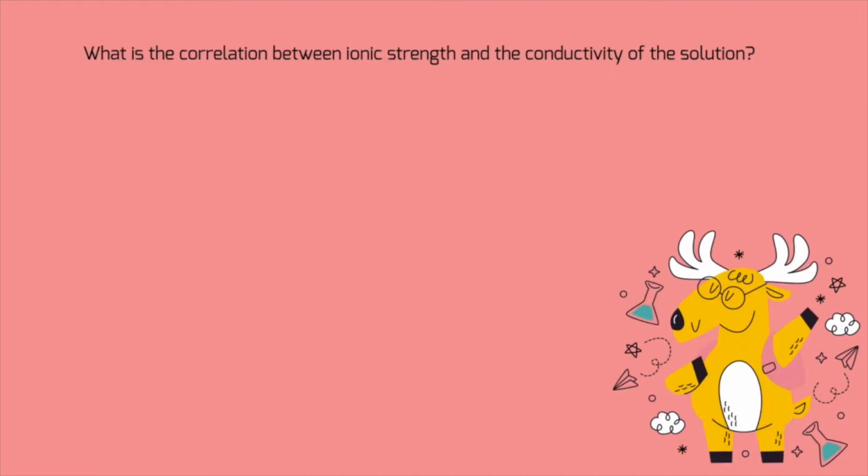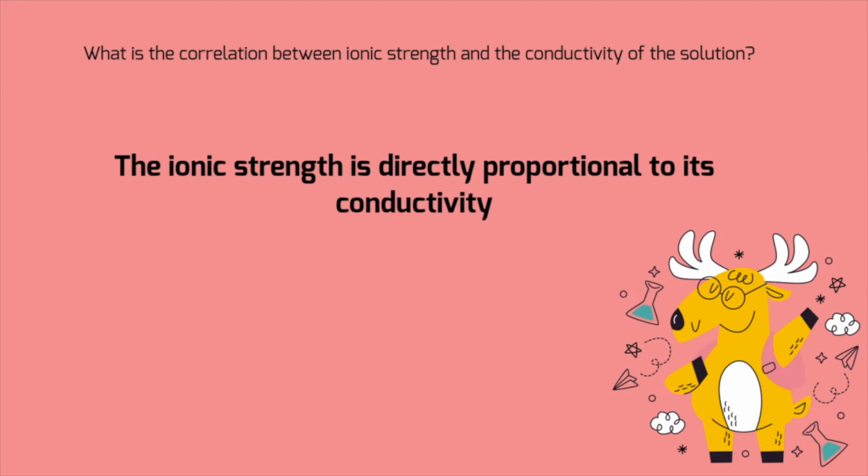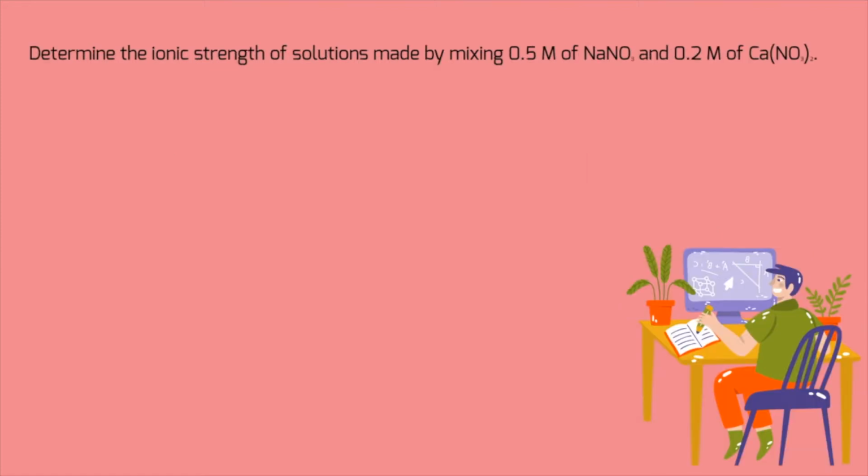Moving on to question number 3, what is the correlation between ionic strength and the conductivity of the solution? The easiest way for you to remember is this: the ionic strength is directly proportional to its conductivity. It means that the higher the ionic strength, the higher the conductivity will be as well. Alright, now let's move forward to question number 4.